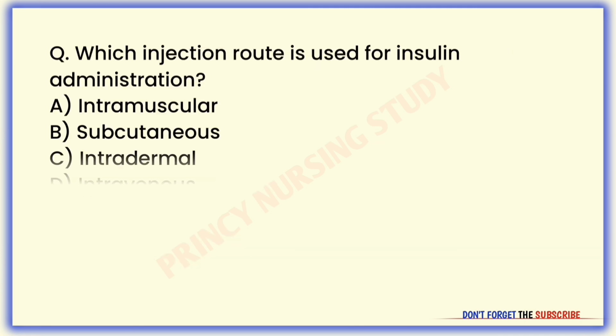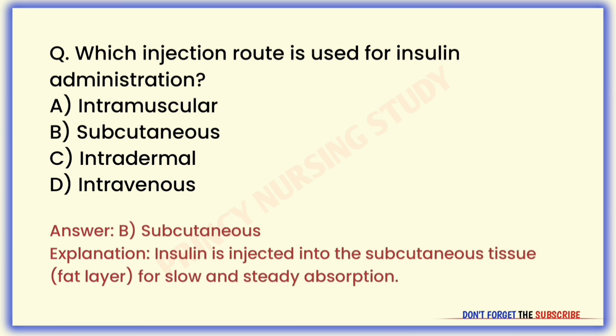Next question. Which injection route is used for insulin administration? Correct answer is B. Subcutaneous. Insulin is injected into the subcutaneous tissue, the fatty layer, for slow and steady absorption.